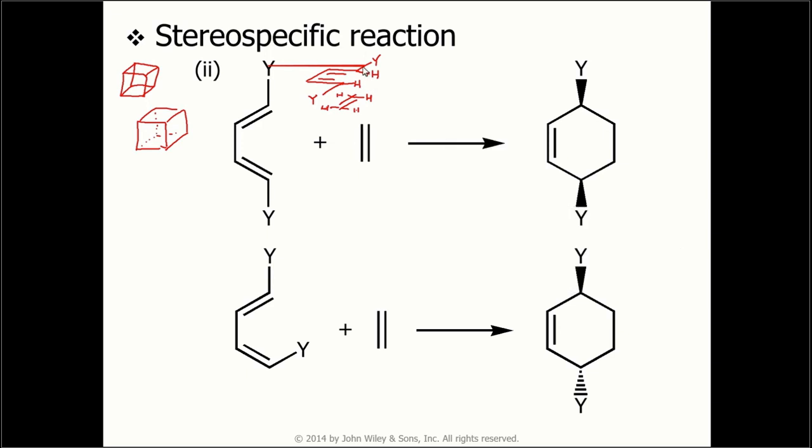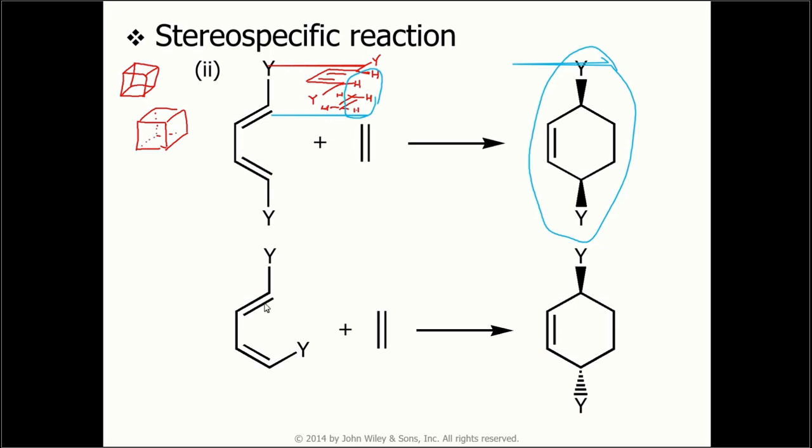What this shows me is that all four of these hydrogen atoms are on one face of the cube that I'm drawing. The two Y groups and the other two hydrogen atoms are on the other face. And that means in our product, our two Y groups are going to be on the same face of the ring.